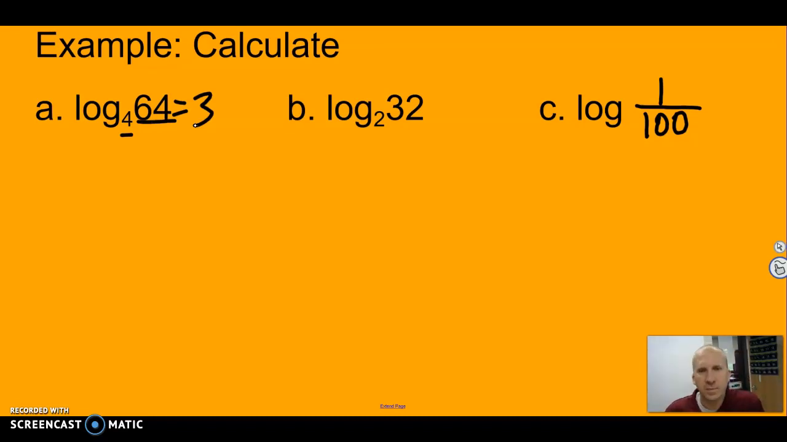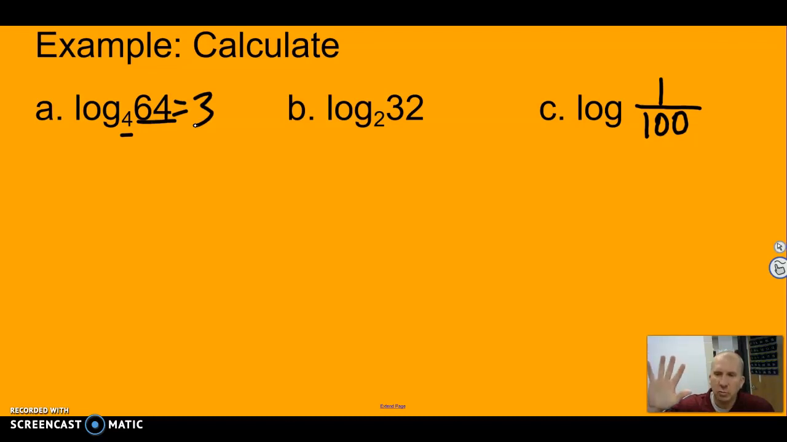All right, so now let's look at another example. For B, log base 2 of 32. All right, the first power is 2. Second power is 4, because 2 times 2 is 4. Times 2 again, 8. So the third power is 8. Times 2 again is 16. And then 16 times 2 is 32.